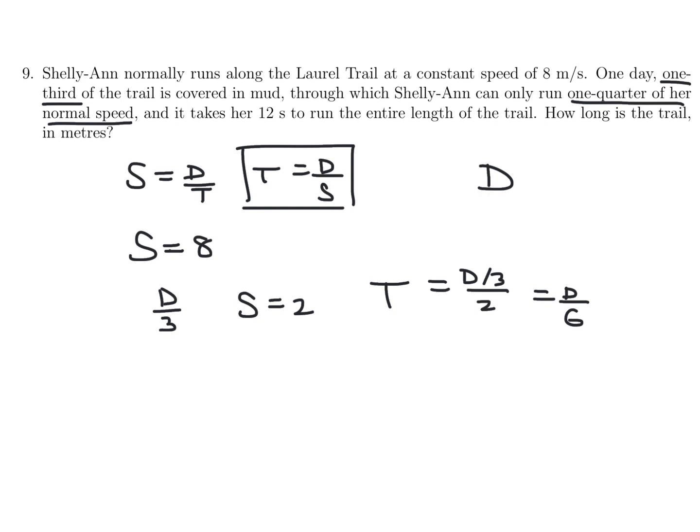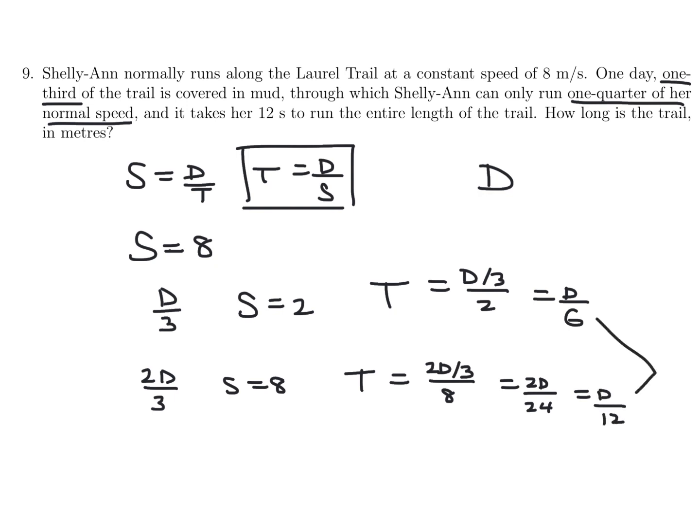The next part of her run would be the other 2/3, so 2d over 3, and that one she can run at the normal speed of 8. So that time calculation is again d over s, which is 2d over 3 over 8, and that's 2d over 24, or d over 12. Then these two times, d over 6 plus d over 12, when added, equal the total time, and the total time is 12 seconds.